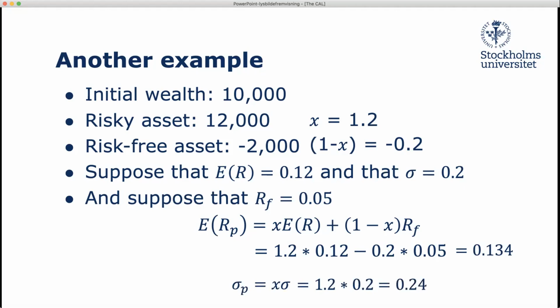This whole thing is also an example of what is known as buying the risky asset on the margin, which happens anytime that the weight on the risky asset is greater than 1. Note that by doing that, we can increase the expected return of the portfolio. However, we also increase its standard deviation.